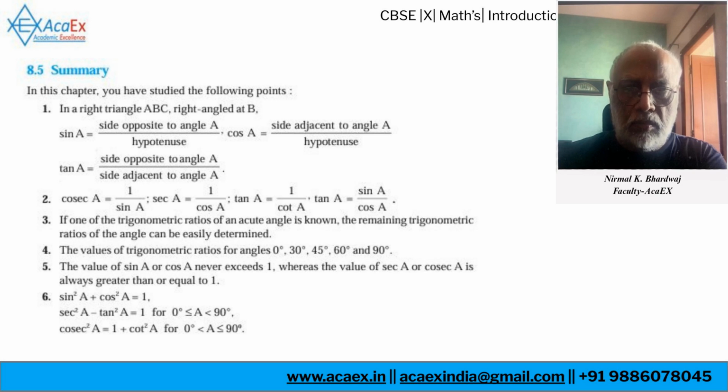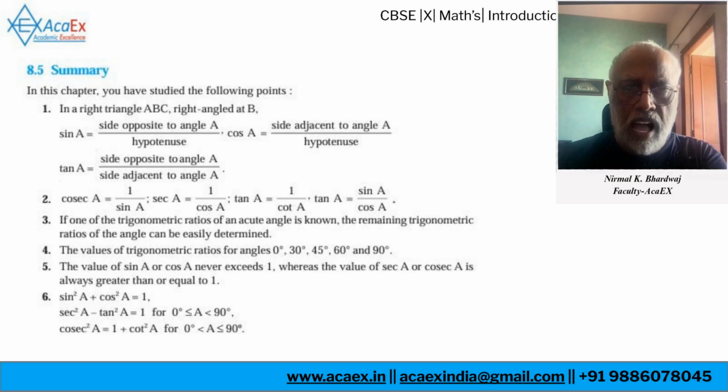Summary. Here are the key points from this chapter. Definitions of sin A, cos A, and tan A in a right-angled triangle. Reciprocal relationships. Cosec A equals 1 over sin A, sec A equals 1 over cos A, and cot A equals 1 over tan A. Also, tan A equals sin A over cos A. If one trigonometric ratio of an angle is known, the others can be found.